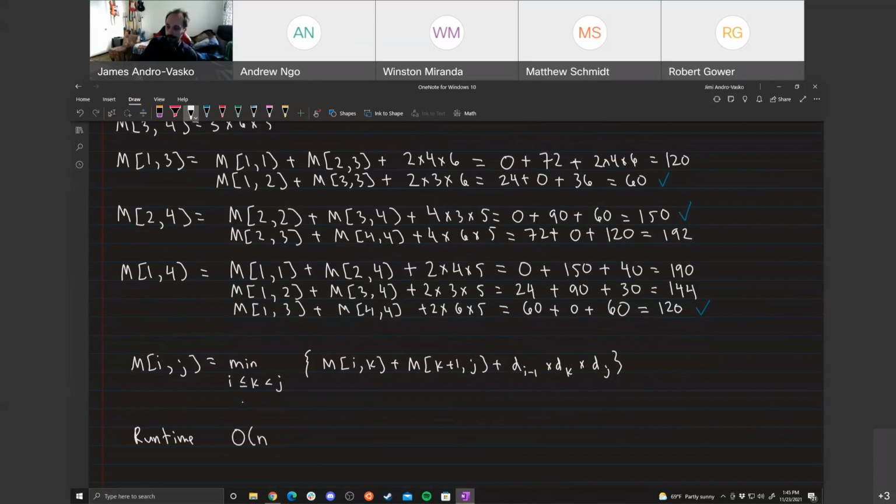It's O of n squared, where n is going to be the amount of matrices you have, pretty much. So there we go. That's going to be our other sort of dynamic programming algorithm.